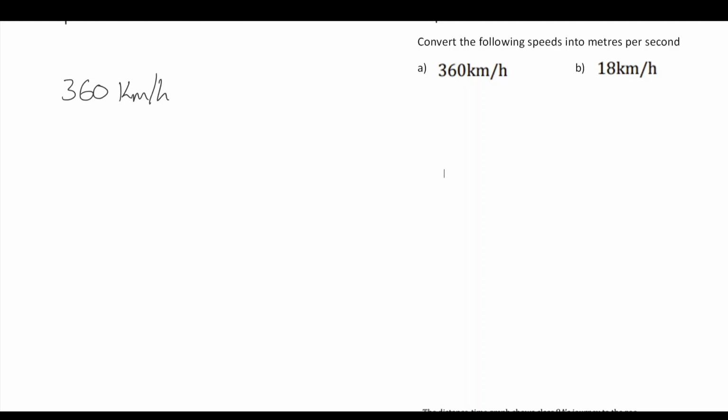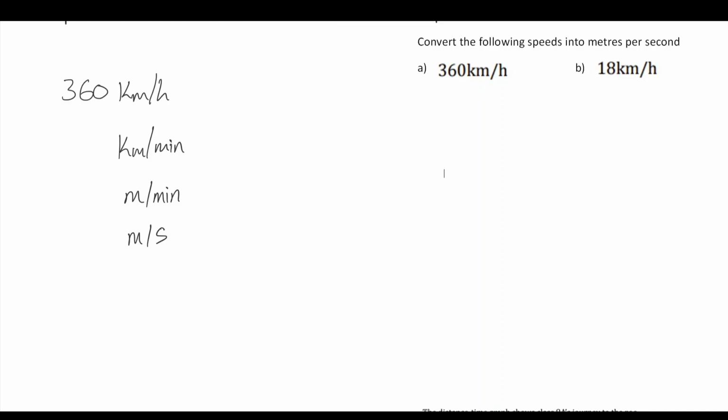Here, we're trying to change 360 kilometers per hour. I'm going to change one unit at a time. Kilometers per minute, so hours have changed to minutes. Next, I'll try to find meters per minute. Kilometers have changed to meters. And lastly, I'll go for meters per second. When we're doing one step at a time, it's easier to see what's happening with the scale factor.